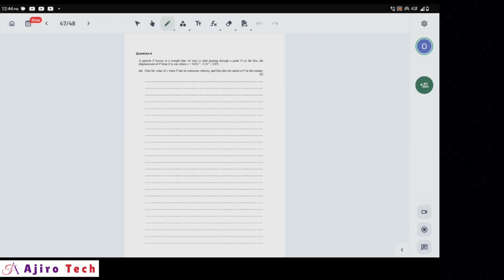So the question first says that a particle P moves on a straight line at time t seconds after passing through a point O on the line. The displacement of P from O is s meters, where x is the equation given. Find the value of x when P has its minimum velocity, and also the speed of P at this instant.